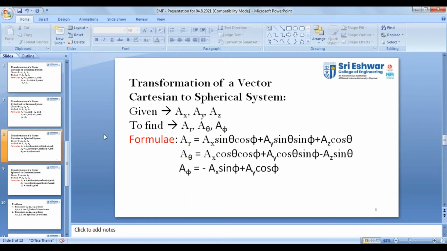Cartesian to spherical. Ax, Ay, Az are given, and we have to find Ar, A theta, A phi. So the formulas are: Ar is equal to Ax sin theta cos phi plus Ay sin theta sin phi plus Az cos theta. A theta is equal to Ax cos theta cos phi plus Ay cos theta sin phi minus Az sin theta. Then A phi is equal to minus Ax sin phi plus Ay cos phi.